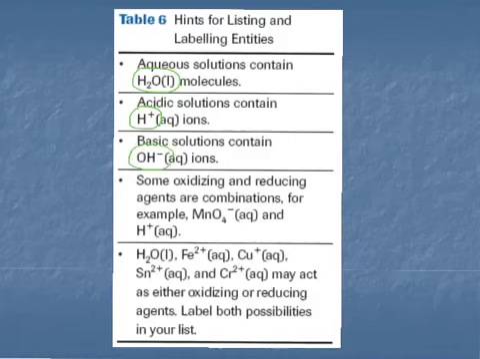However, some oxidizing agents and reduction agents have to react together in specific conditions. For example, permanganate has to be reacted in an acidic environment. And our last hint is that some species, such as water, iron 2+, copper 1+, tin 2+, and chromium 2+ can be both reduction agents or oxidizing agents. We have to list them as both.